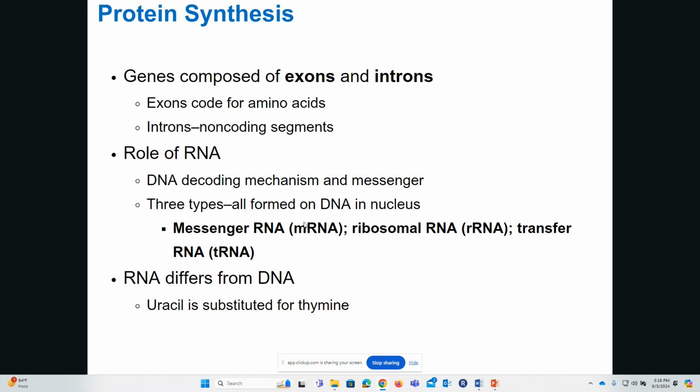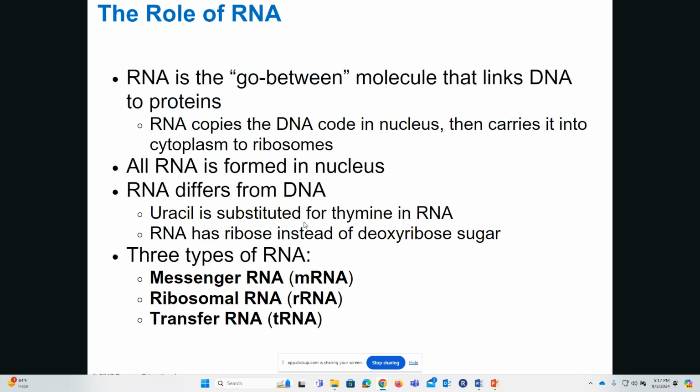And keep in mind that RNA does differ slightly from DNA. Not only is DNA double-stranded and RNA single-stranded, and they're found in different locations, but RNA has the base uracil instead of thymine. So RNA is our go-between molecule. It links DNA to proteins. It's essential in the central dogma of molecular biology. And all RNA is formed in the nucleus.